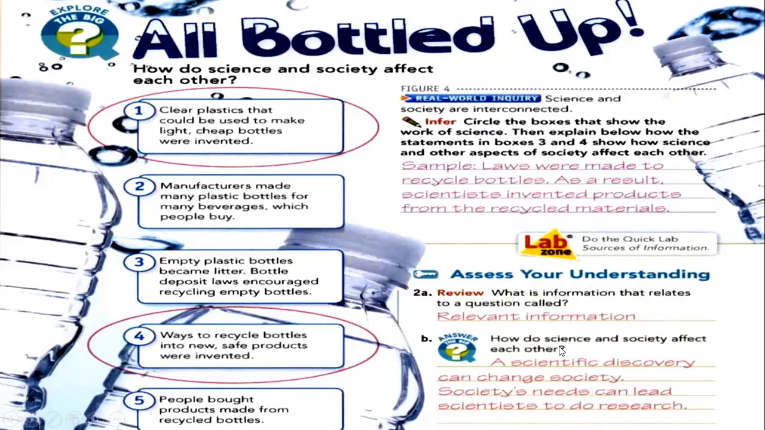So let's get to the assessment here. What information that relates to the question is called relevant, and how do science and society affect each other? Scientific discovery can change society, and society's needs can lead to scientific research.